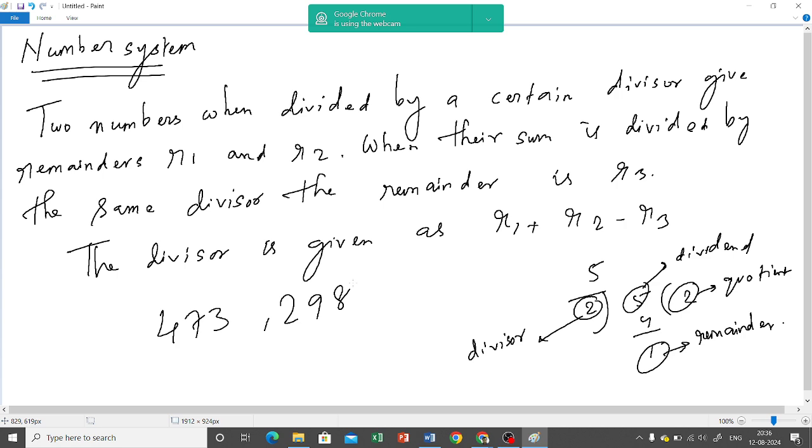When their sum, sum means addition, is divided by the same divisor, the remainder is 236. Find the divisor. Very simple. If you know this rule, it will be easily done.